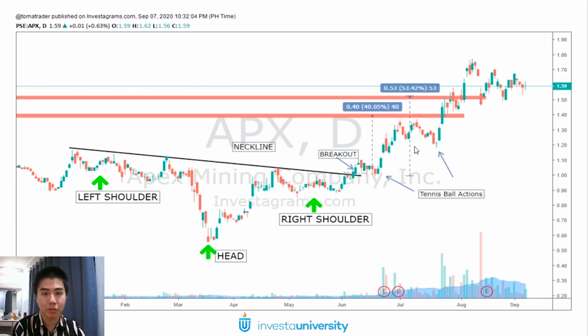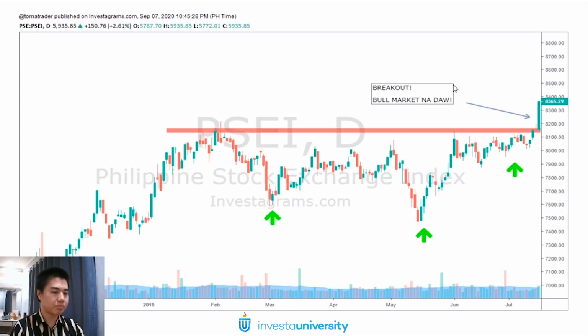And then, nag-pull back na naman. Again, this is normal profit taking. As long as mag-bounce back, we call that tennis ball action, di ba? So, nag-bounce back, tumama second TP natin, 53% upside. So, of course, it still went higher. Diba? Di naman tayo genius but we just plotted it based on technical parameters na so okay naman. So, yun. Umangat pa siya, but if we follow the plan, solid yan.